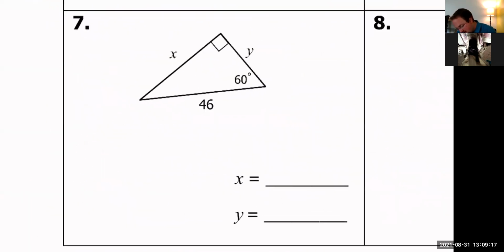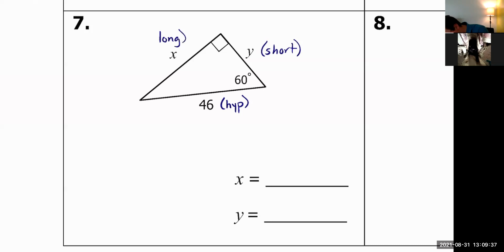I'm going to jump down here to number 7. Another 30, 60, 90. Looks like it gave us another hypotenuse here, the 46. I've got X and Y. Which one is my short leg? The Y. Which means the X is my long leg. I want to find the short leg first. Divided by 2. Because if the hypotenuse is twice as long as the short leg, then the reverse of that is that the short leg is half as long as the hypotenuse.